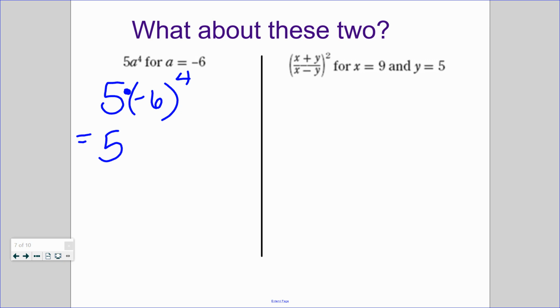Parentheses, -6. Make sure you guys are using the negative key in your calculator. It's at the very bottom of the calculator, not the subtraction. Okay? And then a parentheses, and then the little, looks like an arrow pointing up. That's how we use an exponent. It's called the caret key. Okay?